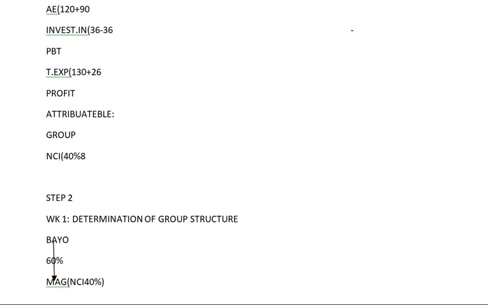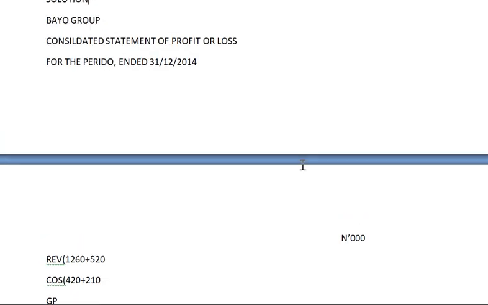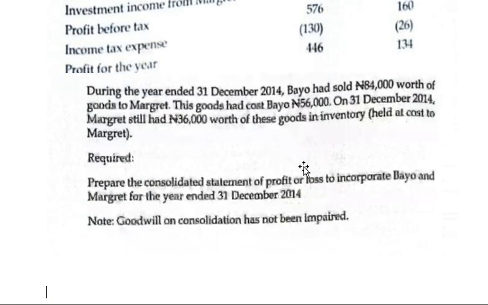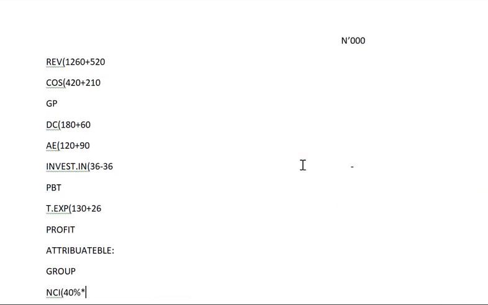40% multiplied by... let's go back. I told you, how do you determine NCI profit? You go to the question, that place, that profit that was made for the year under the subsidiary, this amount here, the parent does not have 100% control on it. So 134 multiplied by this percentage is the amount that the parent does not have control over. So multiply by 134. That will tell us the amount of NCI that we are appropriating.